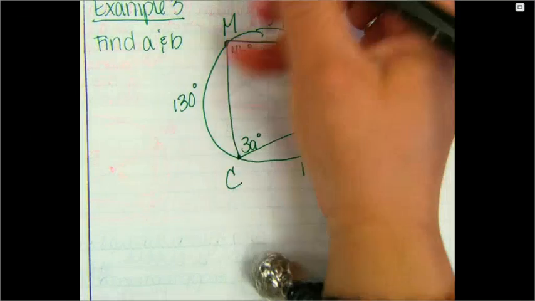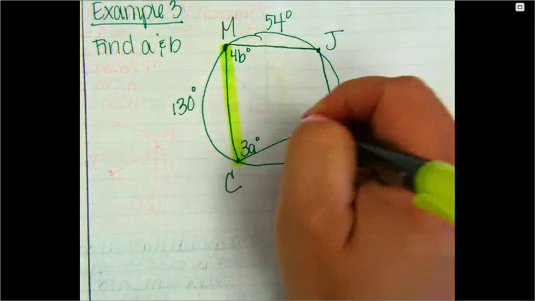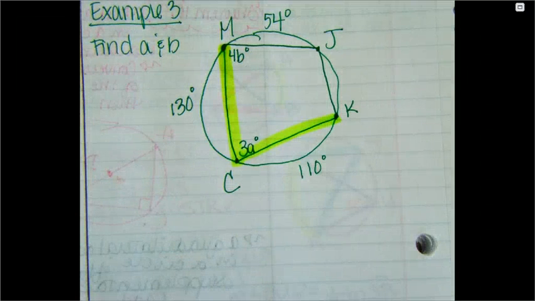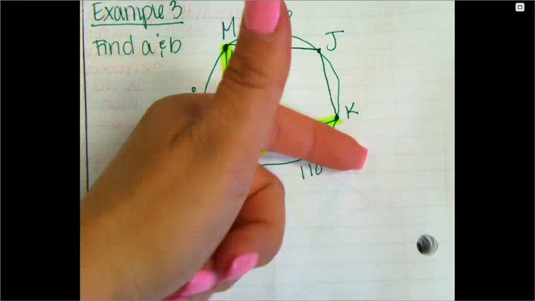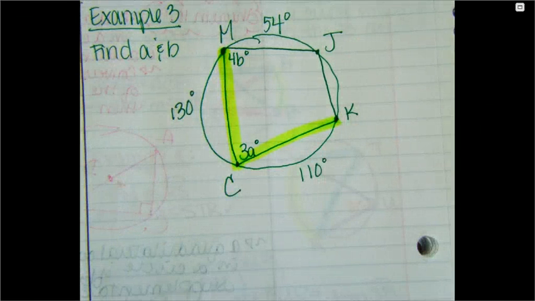MCK? Wonderful. That's a good one. Why'd you highlight that one? Why would you highlight that one? Because it has what? I could have highlighted MJK, but why did I not highlight MJK?